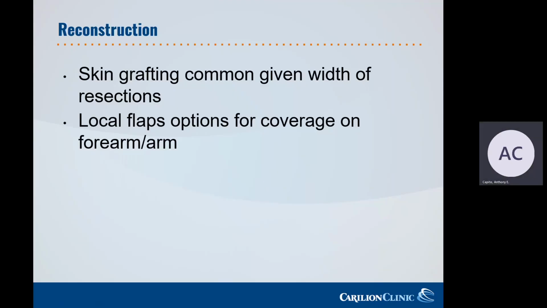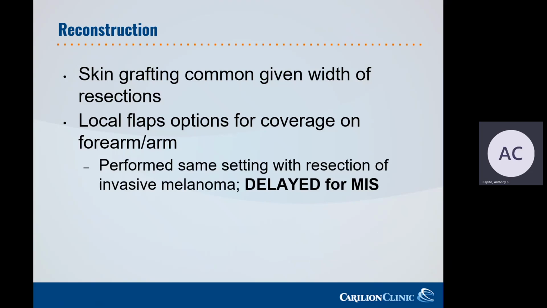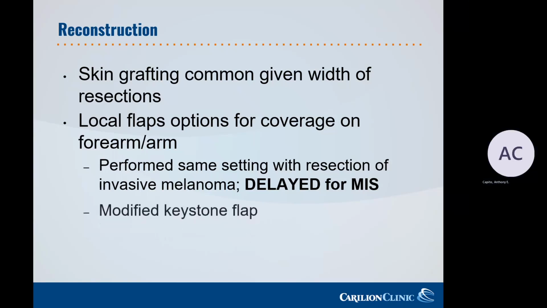So for reconstruction, skin grafting is more common because you're removing a lot more tissue with the melanoma. You can't consider local flaps for the forearm and hand, or forearm and arm and leg. I usually perform it in the same setting for invasive melanoma. I usually don't have problems with margins because the margins are so large, 1 to 2 centimeters, that I feel comfortable to perform the reconstruction at the same setting. But I do tend to delay them for melanoma in situ because I have been burned in the past with positive margins, or perform a slow Mohs beforehand, ensure that we have adequate margins, then perform the reconstruction.